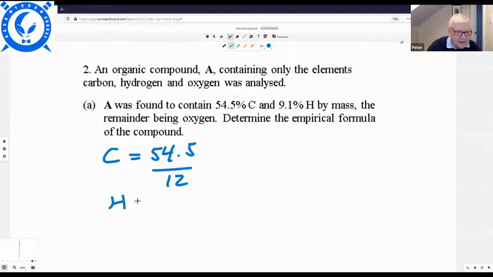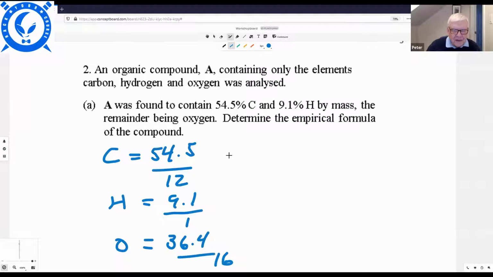Hydrogen is 9.1%. I would divide that by 1, which leaves me oxygen at 36.4, because the whole thing has to be 100. And I'll divide that by 16. If I do the math correctly, I end up with carbon 4.54. Hydrogen, of course, is simply going to be 9.1. And the oxygen is going to be 2.27.